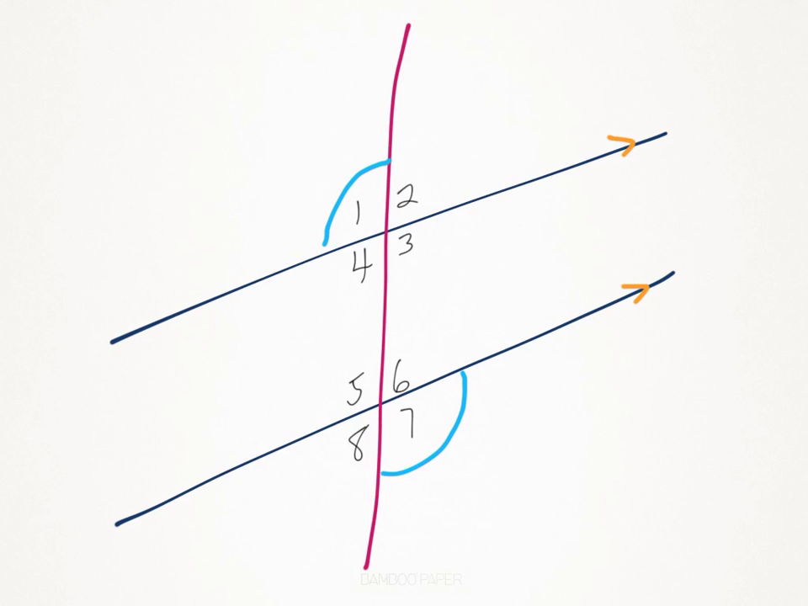Next is the alternate exterior angles. Angle 1 and angle 7 are congruent. And angle 2 and angle 8 are congruent.